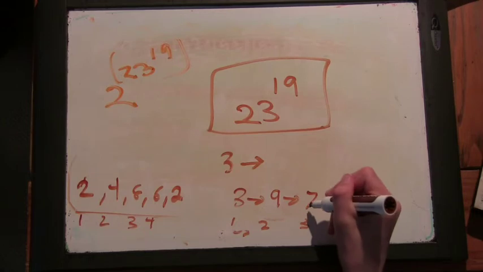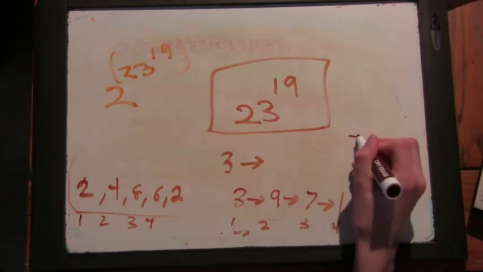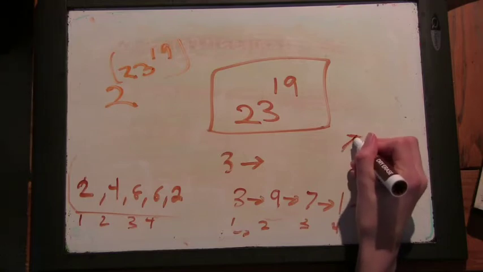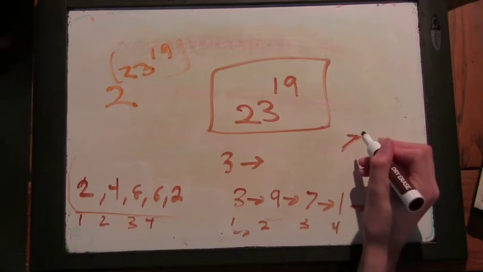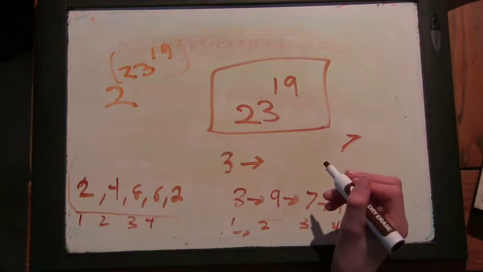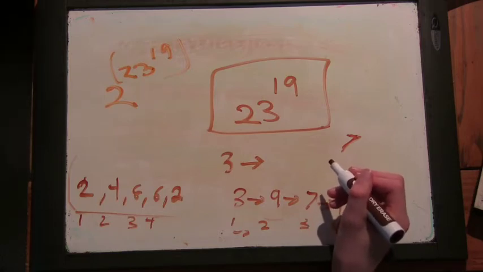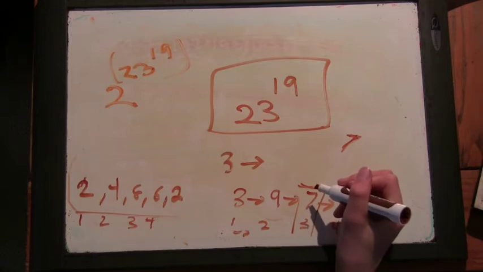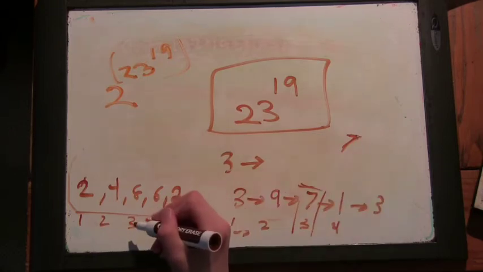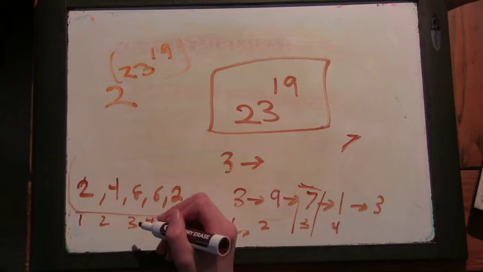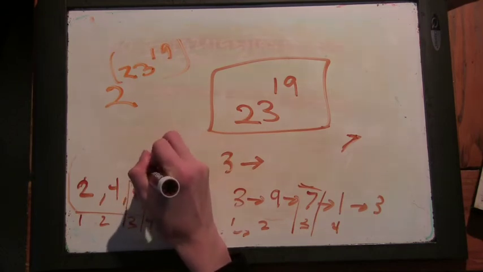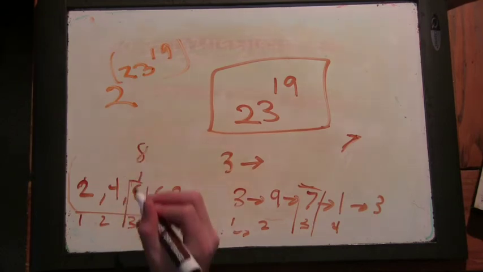So we have 7, I guess, as the last digit of that. Right, and then we have to put this in here. 7 is 3 mod 4. So maybe we look at this and we get 8.